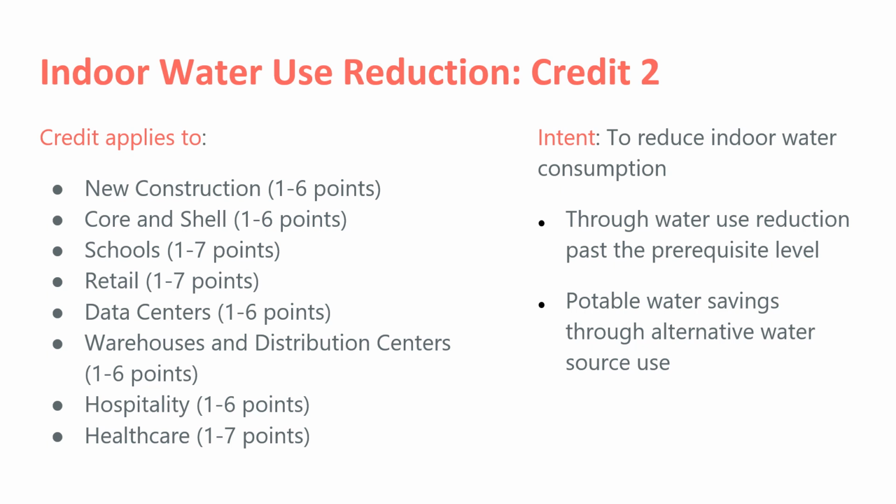We'll next discuss the Indoor Water Use Reduction Credit 2, which applies to new construction, core and shell, schools, retail, data centers, warehouses and distribution centers, hospitality and healthcare, all of which can earn up to 6 points, except for schools, retail, and healthcare, which can earn up to 7. The intent is to reduce indoor water consumption, specifically through water use reduction past the prerequisite level and potable water savings through alternative water source use.